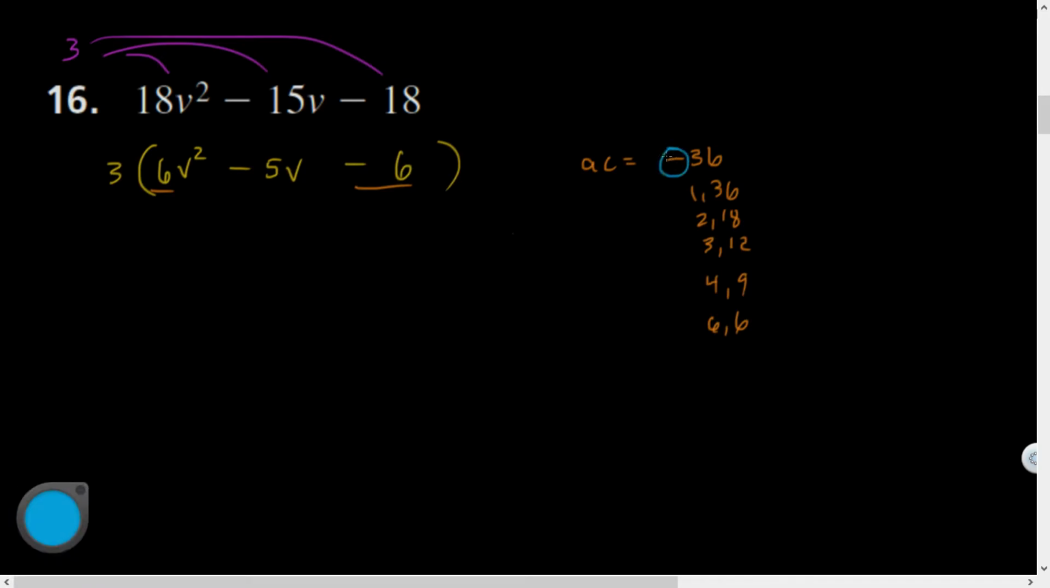And because AC is negative, I'm trying to find which of these factors subtract to 5. I ignore the sign for now over there. So which of these subtract to be the B term? 1 and 36 have a difference of 35. 2 and 18 is 16. 12 and 3 is 9.